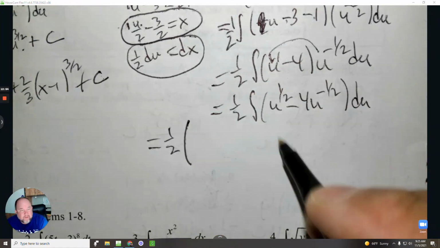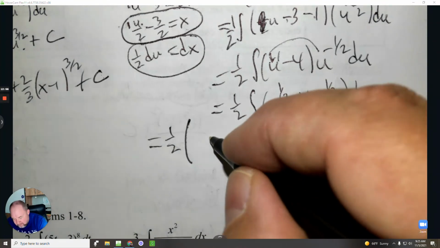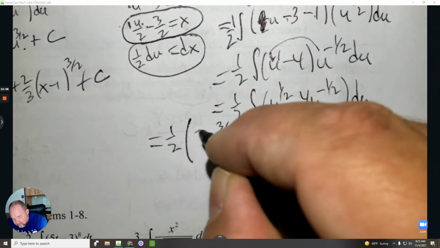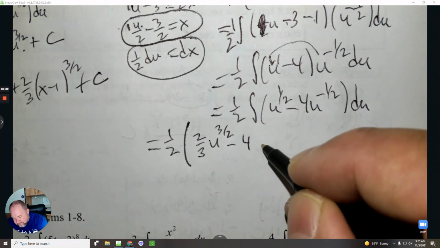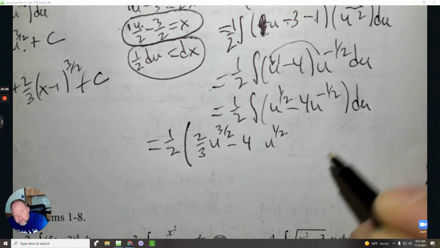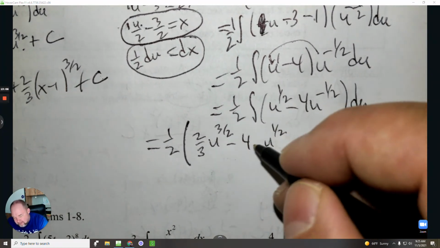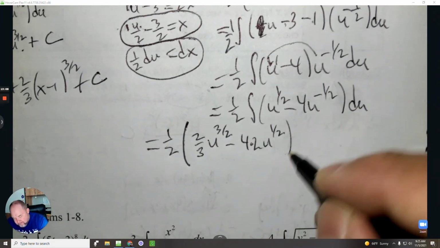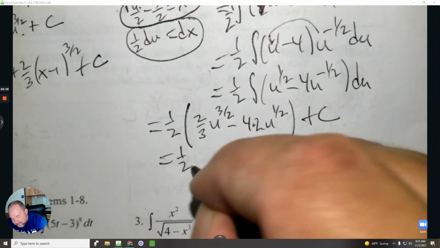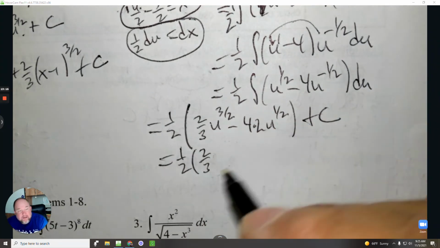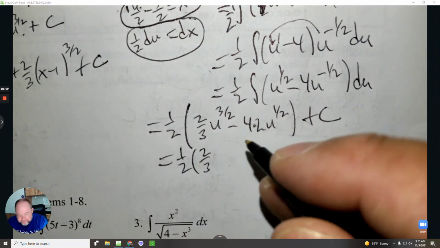So 1/2's in front, parentheses. I'm going to add 1. That's 3 over 2. Instead of dividing, I'm going to do the reciprocal. Again, I'm going to add 1. That's positive 1/2. And instead of dividing, I'm going to do the reciprocal. And then the constant. The last step, I can leave 1/2 in front. Unless, if you need to multiply it through, you could.